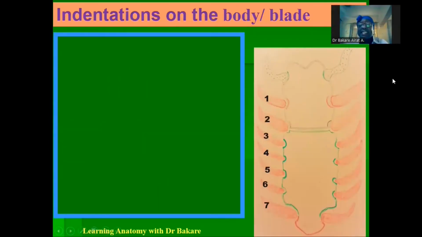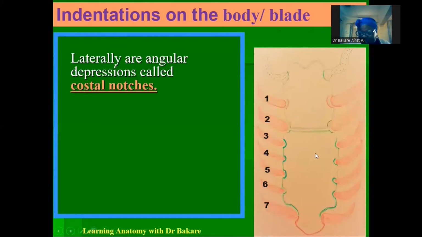Let's look at the indentations that are created around the lateral border of the body or the blade of the sternum. This is the lateral body or the blade of the sternum that is situated or located inferior to the manubrium. And laterally, what we have are the costal notches. These are the costal notches highlighted in green, and these are indentations that are created on the lateral border of the body of the sternum. And what this receives are the costal cartilages from the second to the seventh rib.